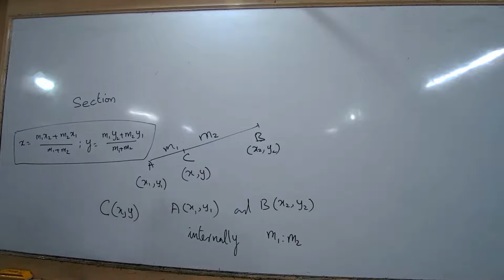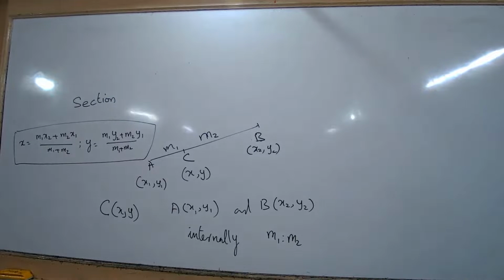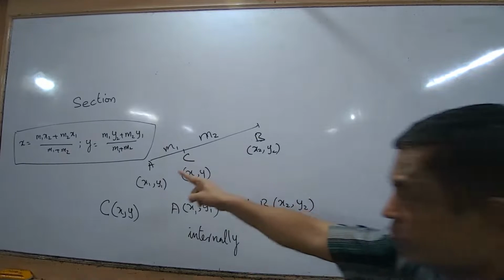C (x, y) divides the line segment joining A (x1, y1) and B (x2, y2) internally in the ratio m1 is to m2. Then the coordinate of C is obtained by x equals m1 x2 plus m2 x1 upon m1 plus m2, y is equal to m1 y2 plus m2 y1 upon m1 plus m2. Remember the formula in this figure.